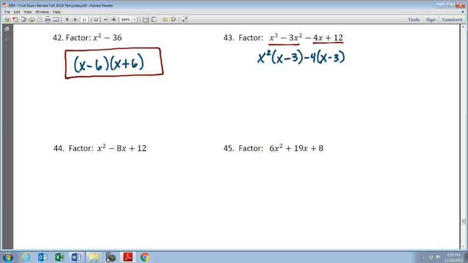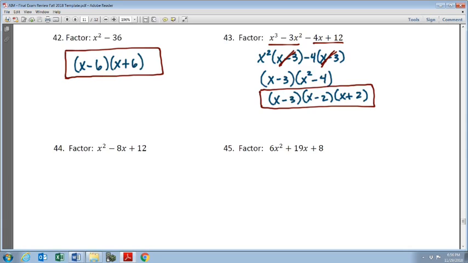And so now we can write this as x minus 3, our common factor, times x squared minus 4, which is another difference of squares. That'll be x minus 2 times x plus 2. And so we have three factors here.